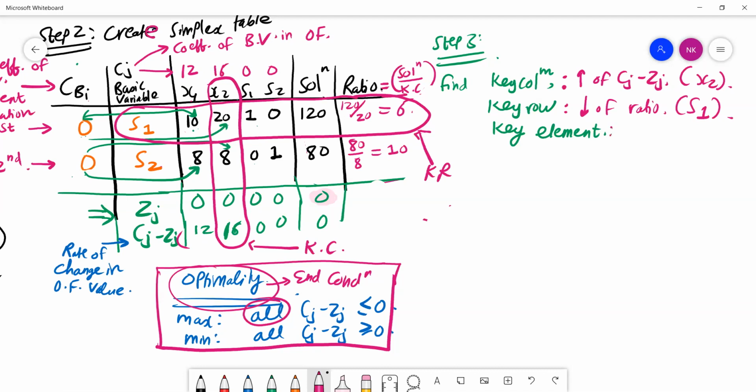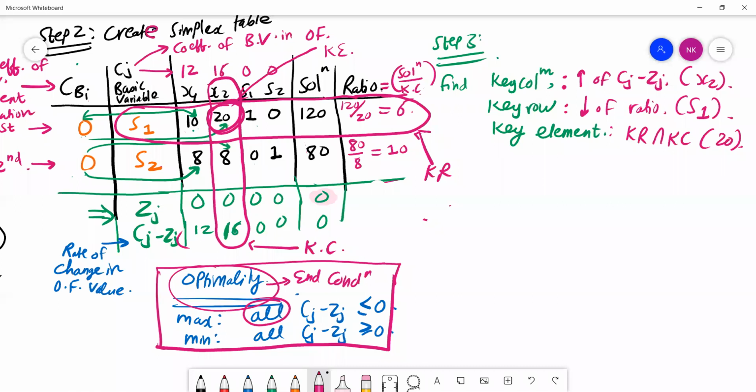And the key element is nothing but the key row intersection key column. So in our case, it's 20. This particular element is our key element, 20. Okay, now focus everybody over here.